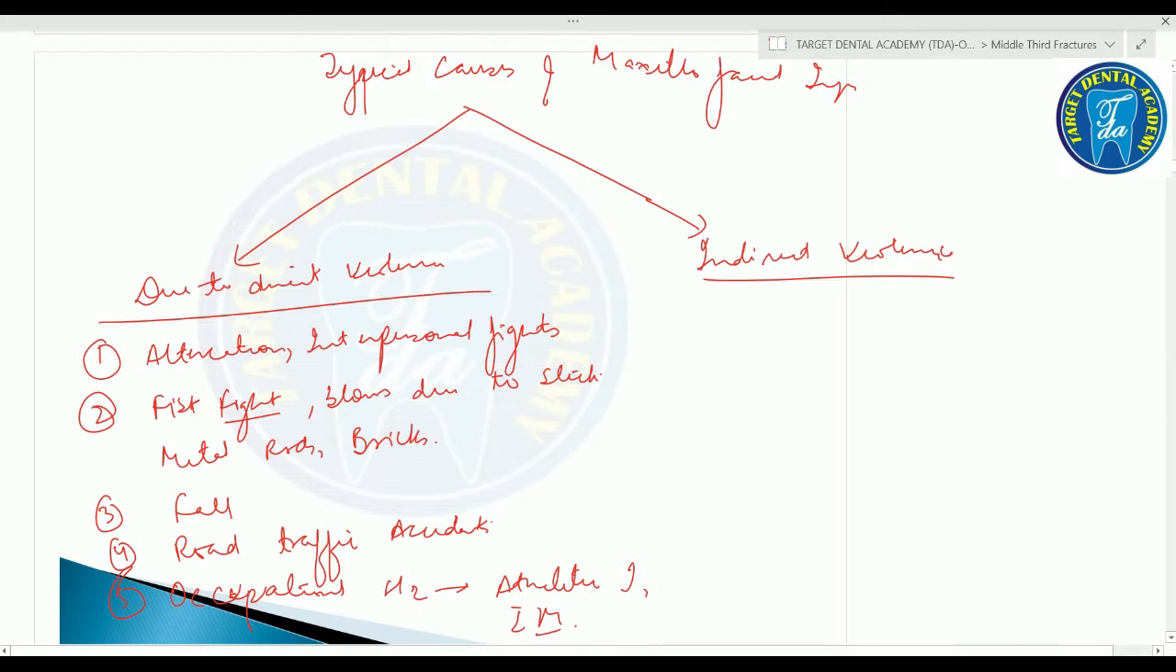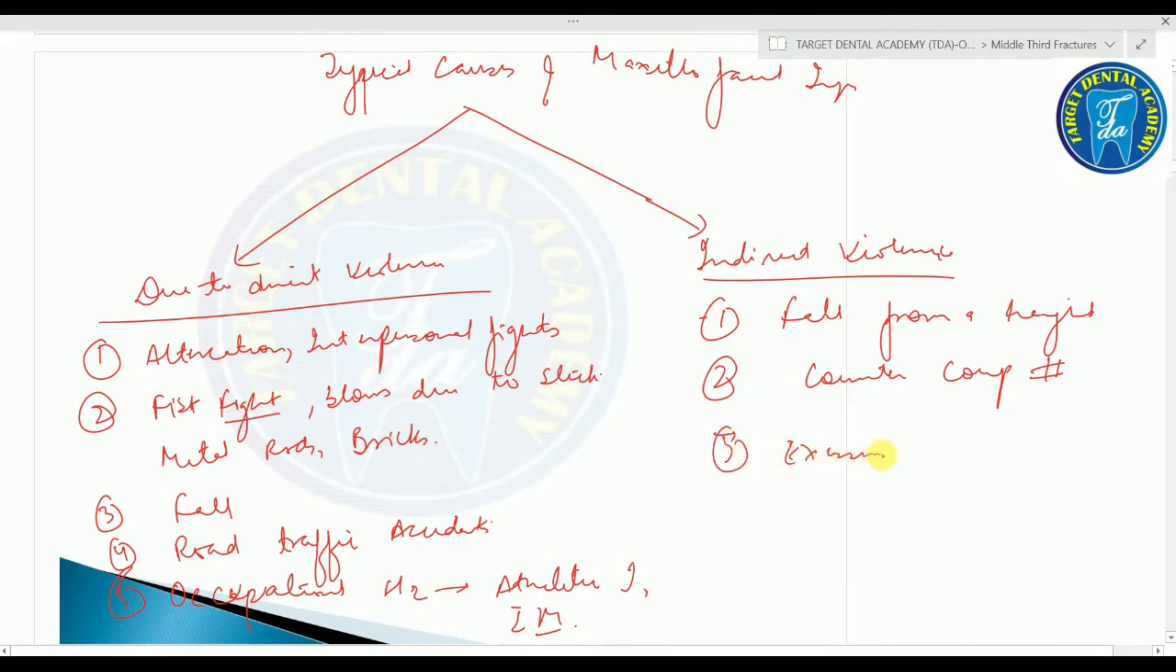Fine. Coming on to the indirect violence. So in this, fall from a height due to contrecoup fractures, important, or due to excessive muscle contraction, which leads to the fracture of the coronoid process. Important. So these are the typical causes of the maxillofacial injuries.